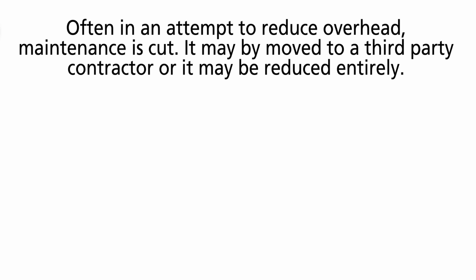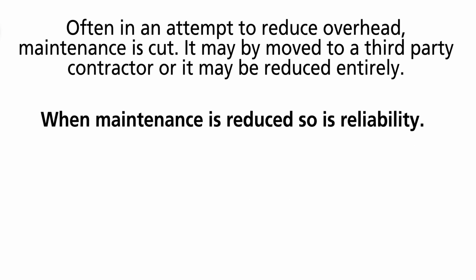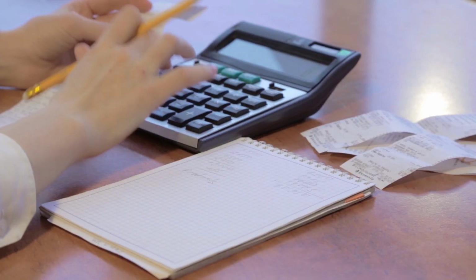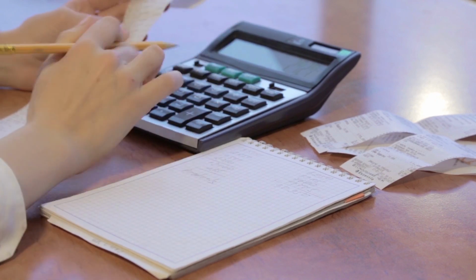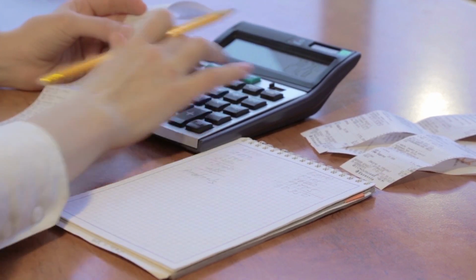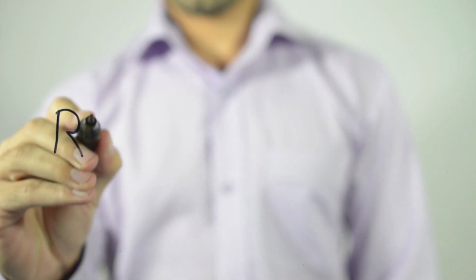Often, in an attempt to reduce overhead, maintenance is cut. It may be moved to a third-party contractor, or it may be reduced entirely. When maintenance is reduced, so is reliability. How much will it cost if production shuts down? How much does it cost per minute? And this brings us to our third item, reliability.